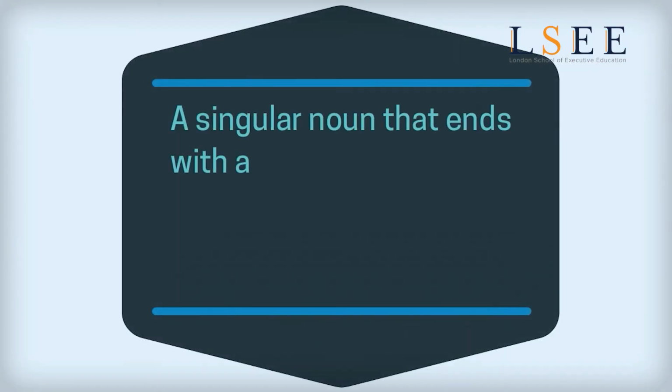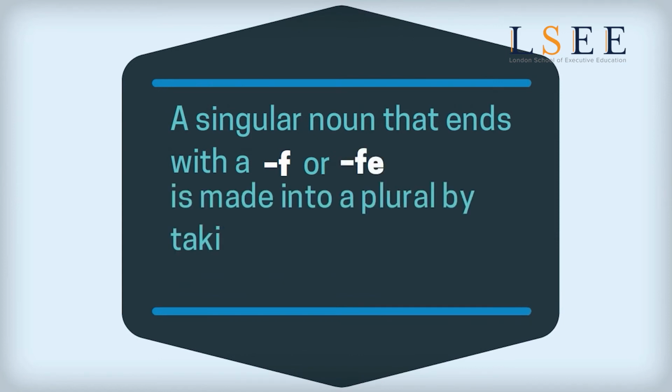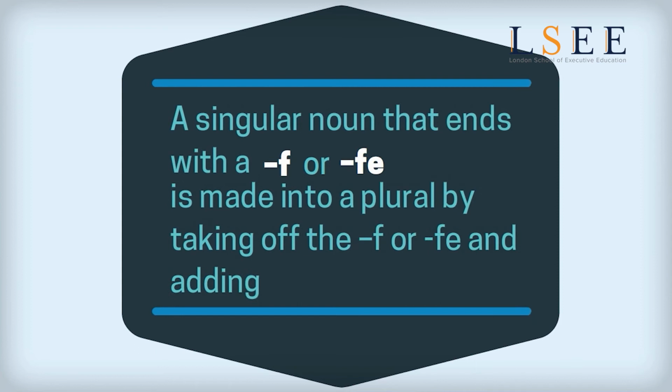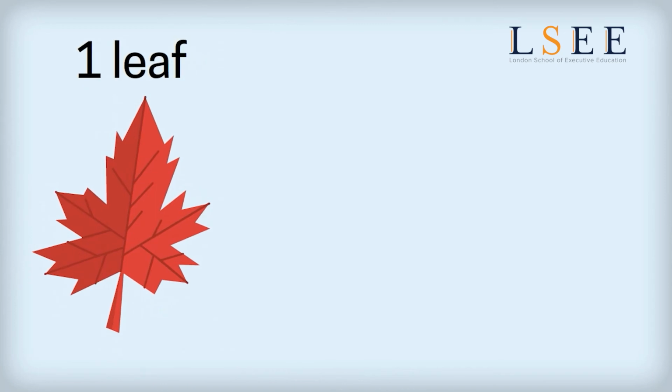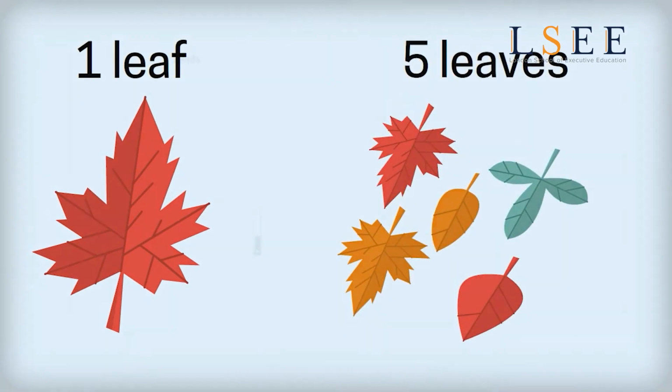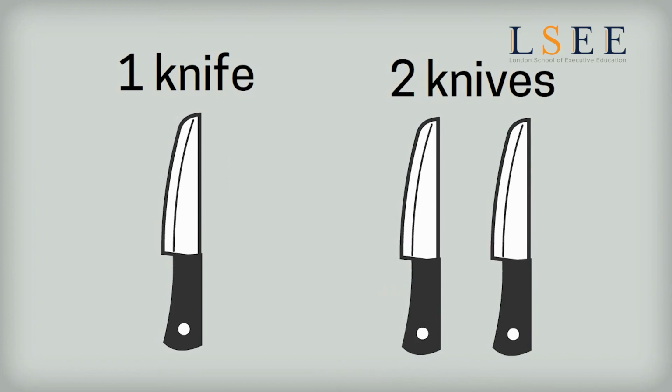A singular noun that ends with f or fe is made into a plural by taking off the f or fe and adding ves. 1 leaf, 5 leaves. 1 knife, 2 knives.